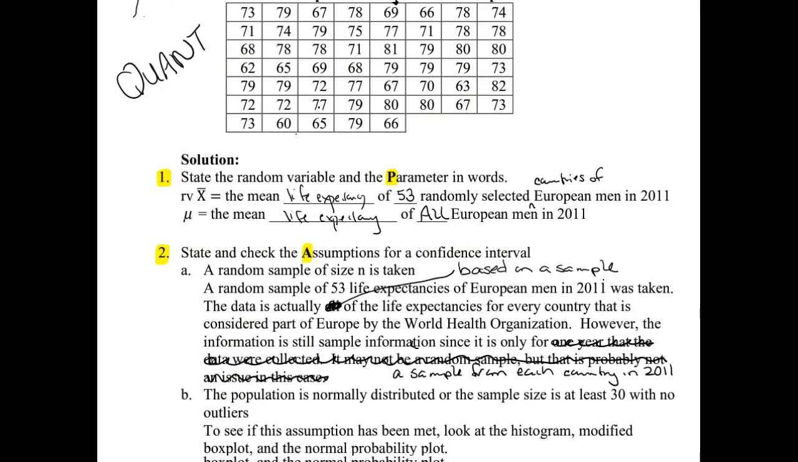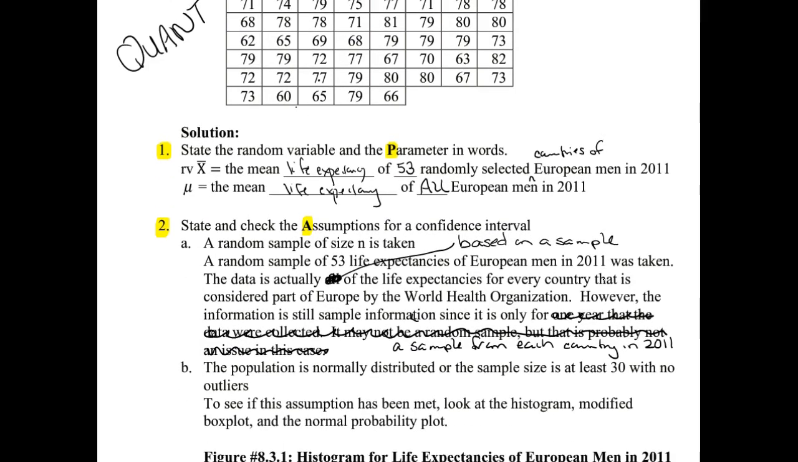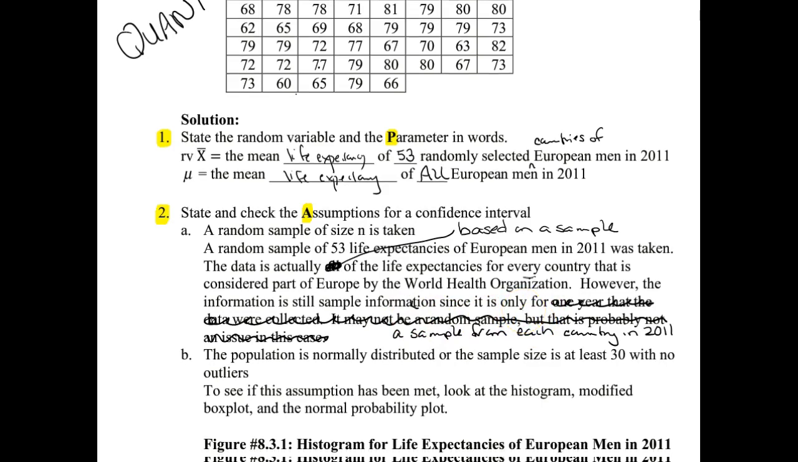Again, every inferential procedure has its assumptions that need to be checked, and those assumptions will be on your cheat sheet. The first one is that we have a random sample of size n. This one is a little bit weirder because it's actually like a stratified sample, but we're going to consider it random enough. So a random sample of 53 life expectancies of European men was taken. The data is actually based on a sample of life expectancies from every single country so that they're all represented in this number. But we're still going to consider it random enough.